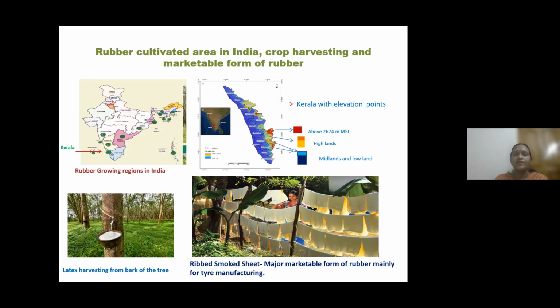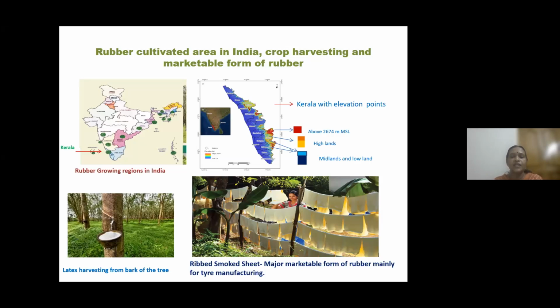Then in Kerala, there is different elevation topography. There is a mountain of 2674 meters MSL, but rubber is cultivated in the highlands and also in midlands. There is no rubber in the lowlands, except in rare cases.